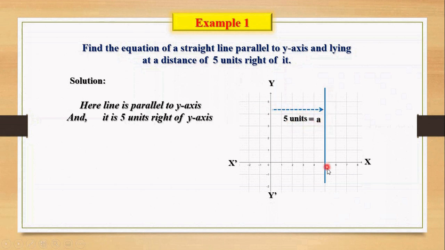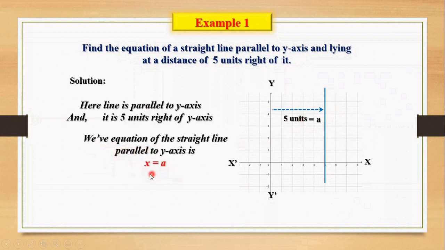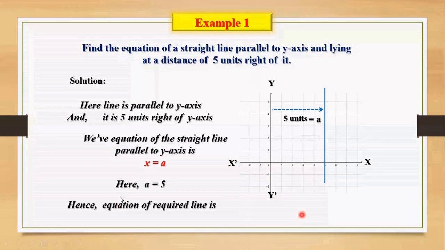We know that for any line parallel to y-axis, its equation is x = a. So we write it here, the equation of the line is x = a. From the figure, we have the value of a is 5. Substitute the value in our required equation here. So the required equation becomes x = 5.